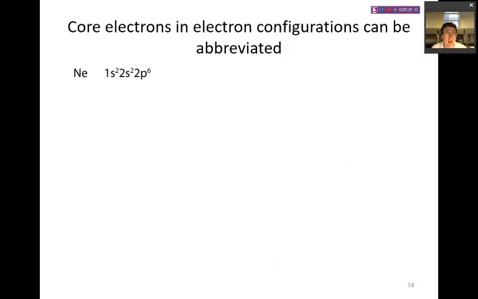Now let's talk about a simplified way of expressing the electron configurations. This is done by abbreviating the core electrons. So if we take a look at the element neon, its configuration is 1s2, 2s2, 2p6, meaning it has 2 electrons in the 1s orbital, 2 in the 2s orbital, and 6 electrons in the 2p orbital. We can abbreviate that simply as Ne in brackets because it is a filled shell.